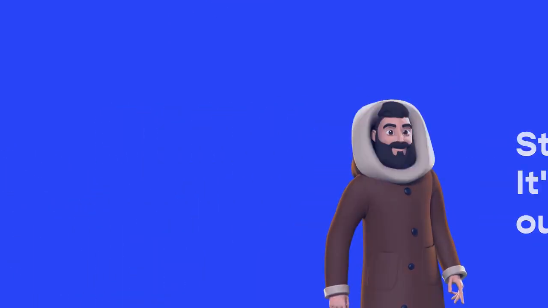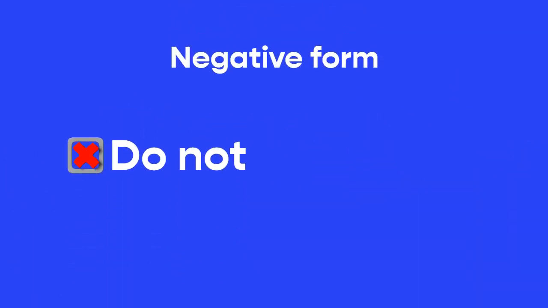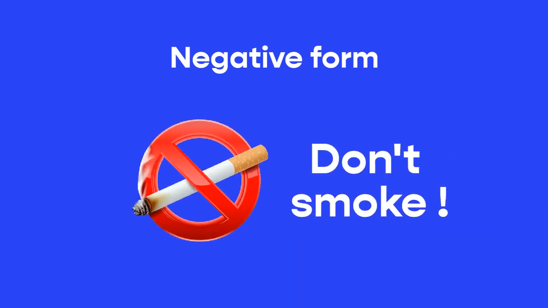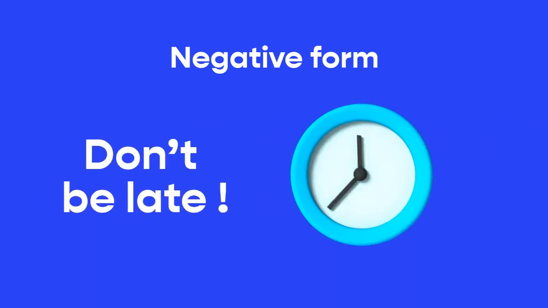In the negative form you add do not or don't. Here are some examples. Don't smoke. Don't be late.